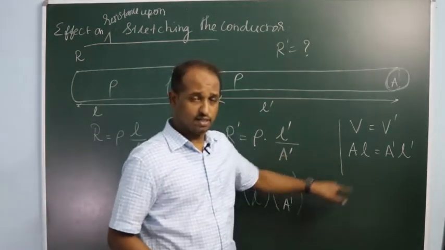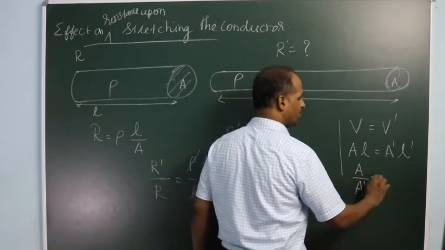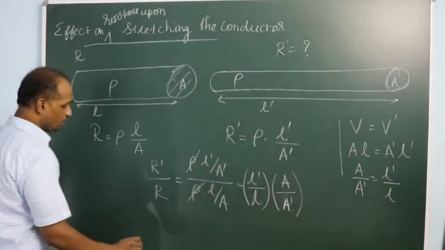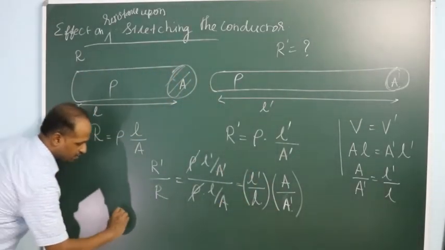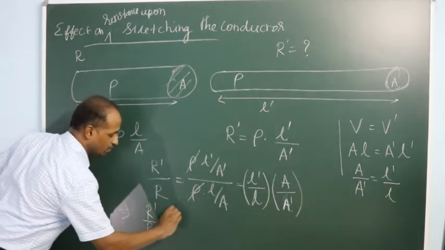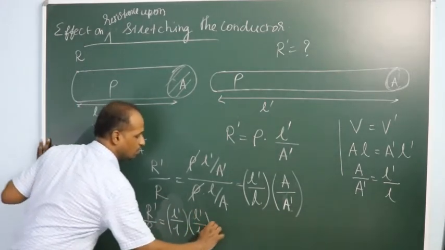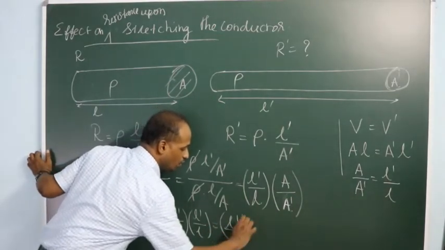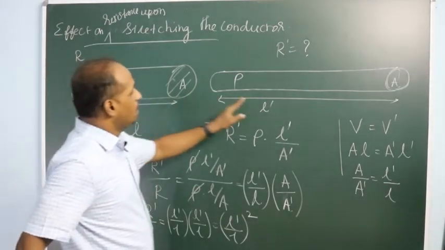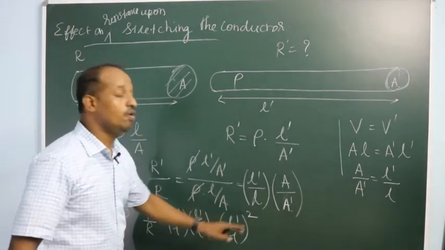Now, from the volume equality, A L equals A prime L prime, so A by A prime is equal to L prime by L. When you substitute that, R prime by R is equal to L prime by L into A by A prime, which is another L prime by L, so that is equal to L prime by L whole square. So whenever you stretch a material from L to L prime, R prime by R will be equal to L prime by L the whole square.